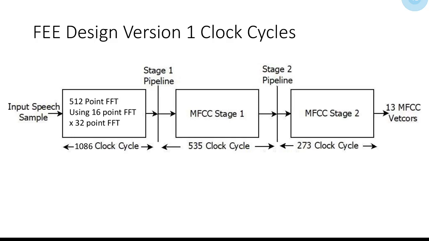Version 1 needs 1086 clock cycles for the FFT coefficients, 535 clock cycles for the Mel bank computation and 273 clock cycles for the DCT computation of Mel coefficients. Since the architecture is pipelined between stages, each stage is configured to work with 542 clock cycles.